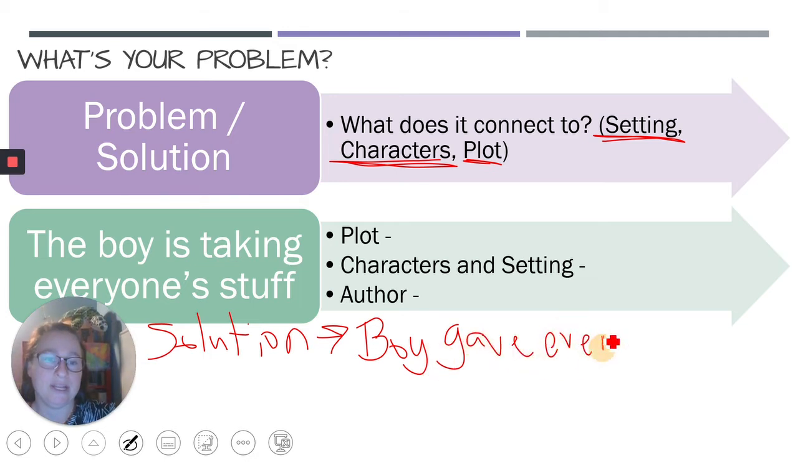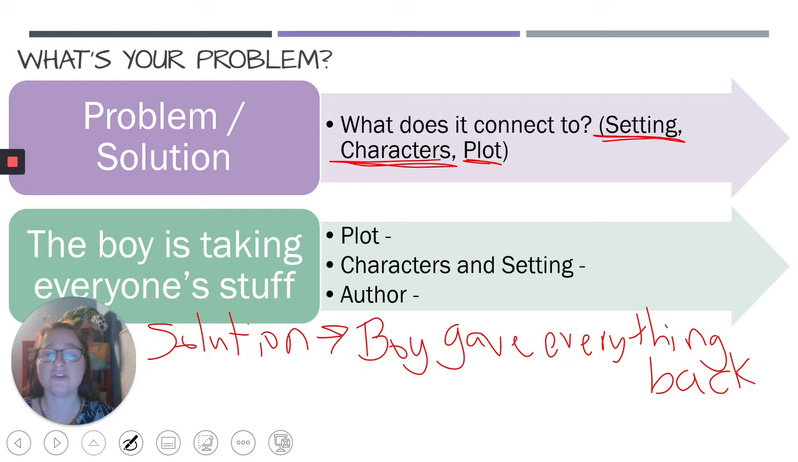If you remember, he gave everything back and then he found his stolen toy that mean kid took from him so long ago. So the problem was that boy was taking everyone's stuff, and the solution was that he gave everything back. So let's think, how does that tie into the plot? Well, that's the main event of the story, right? I'm going to write that here, main event.